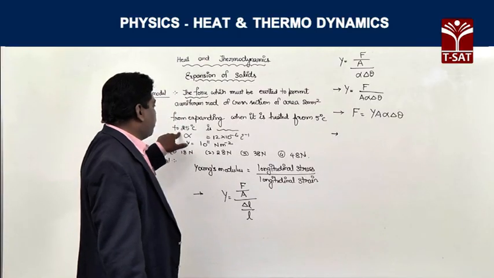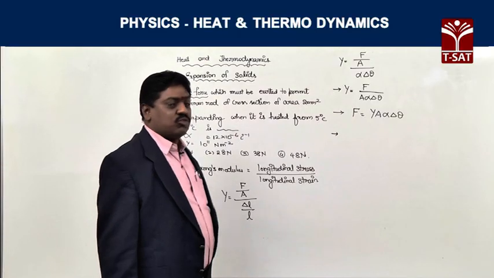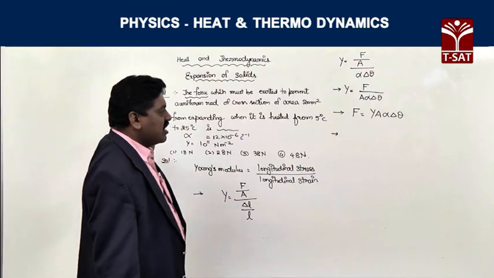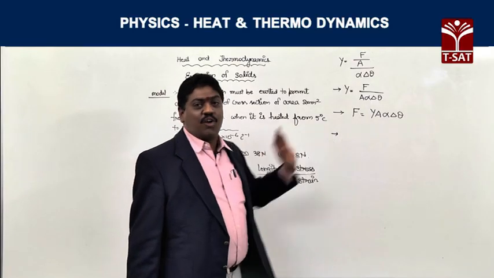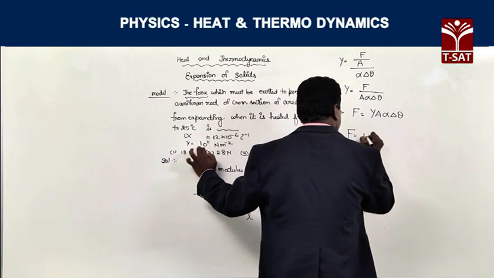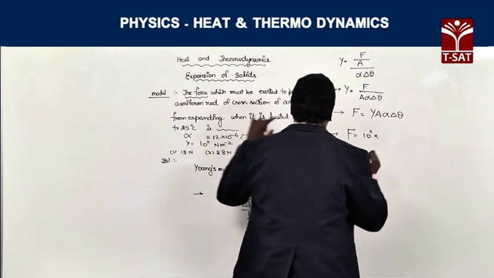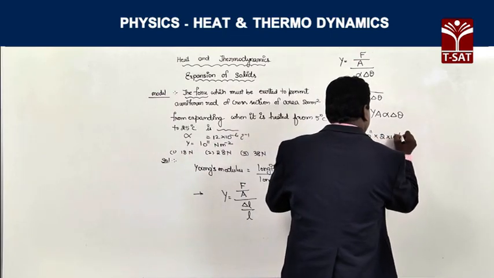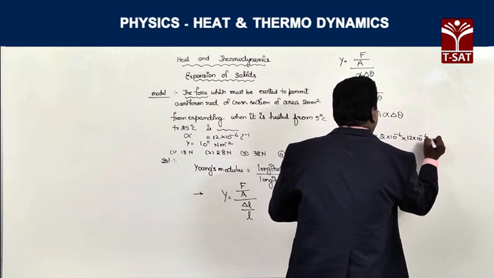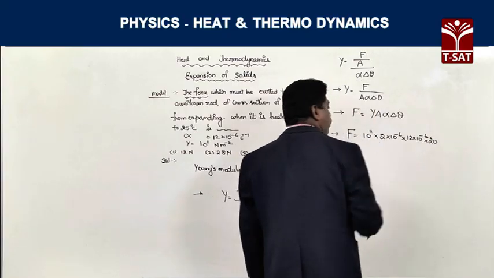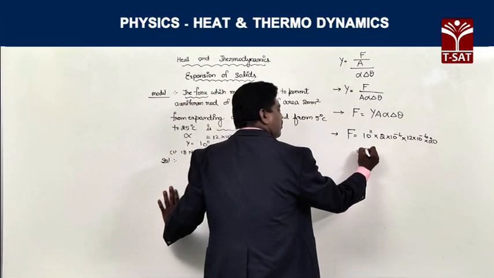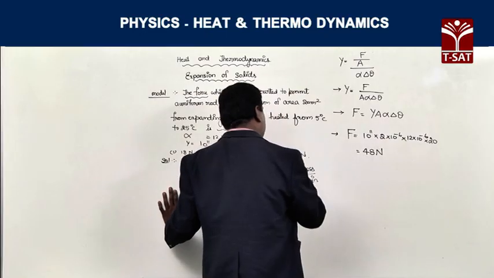We have the change in temperature as 25 minus 5, which is 20 degrees Celsius, where alpha is given as 12 into 10 to the power of minus 6. Substituting all these values in the formula, F equals Y, 10 to the power of 11, area of cross section 2 into 10 to the power of minus 6, alpha 12 into 10 to the power of minus 6, and delta theta 20. On simplifying, we get the value as 48 newtons, and that is the fourth option.